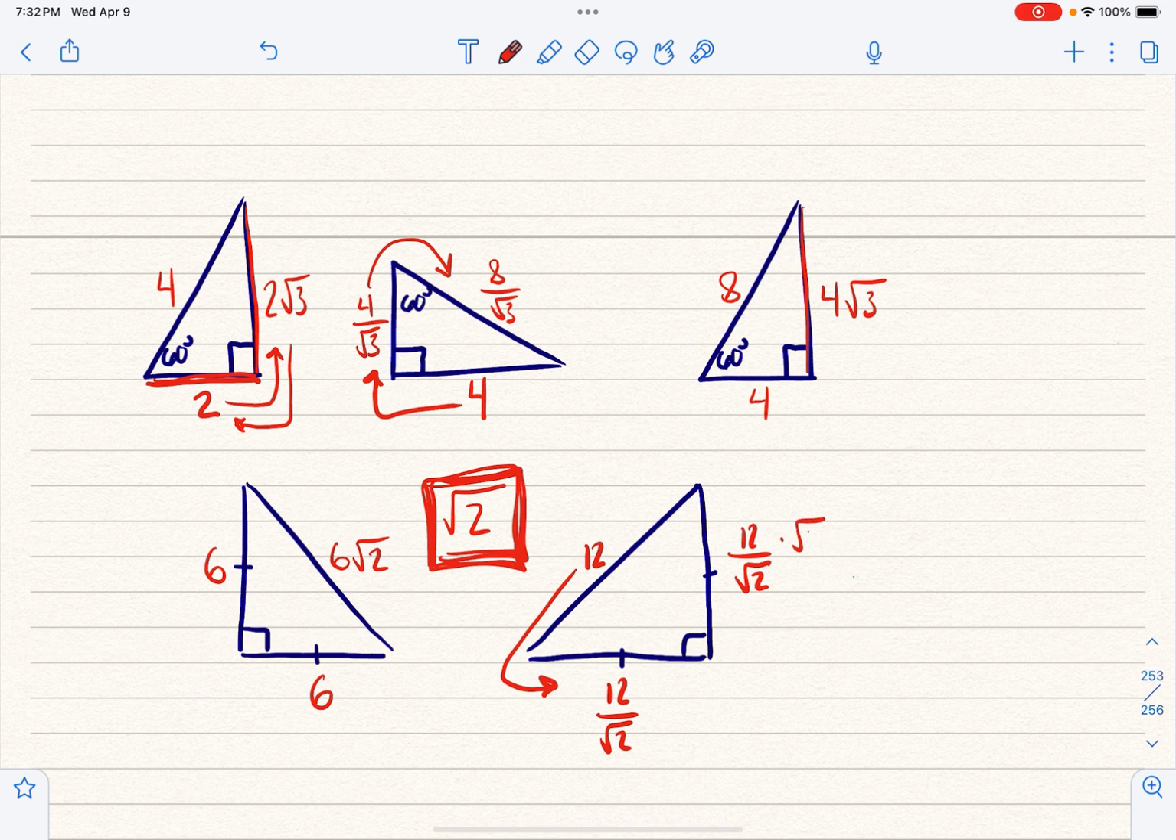And if you don't remember, we would simplify these by multiplying the top and bottom by that radical. Radical is another word for square root symbol. And then we'd get 12 times the square root of 2 over 2. And the 12 and the 2 reduced to 6. Would equal 6 times the square root of 2.